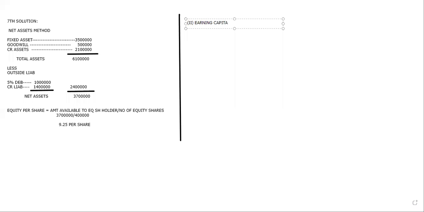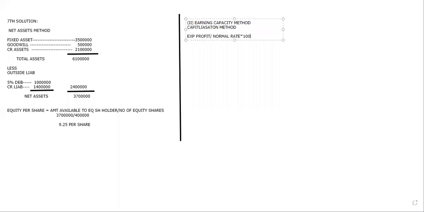Earning capacity. Two people left after attendance. I'm doing the earning capacity on a capitalization method. Last 2 minutes are left. So what is the formula? I'll tell you. For the capitalization method, the formula is expected profit divided by normal rate into 100. This is the formula, remember.